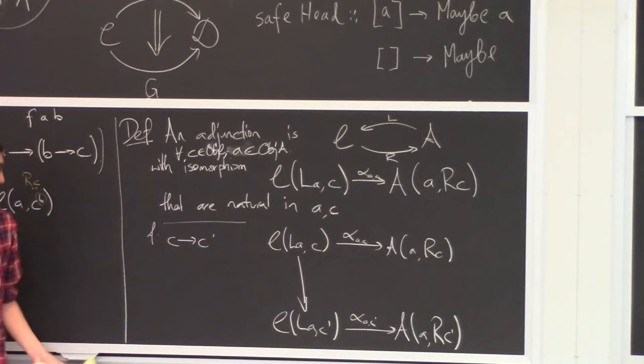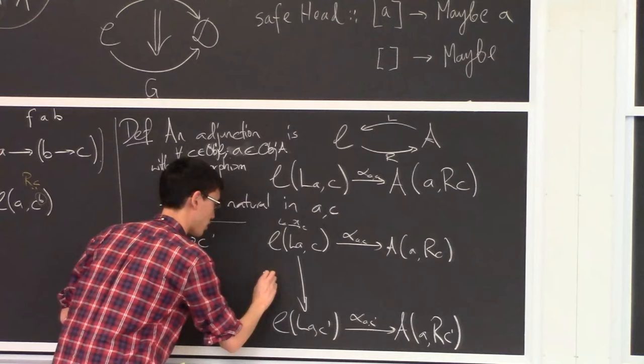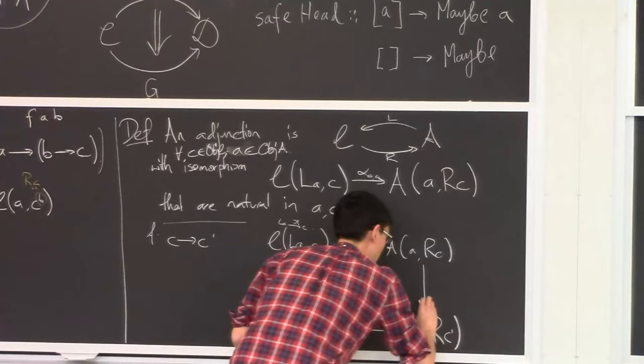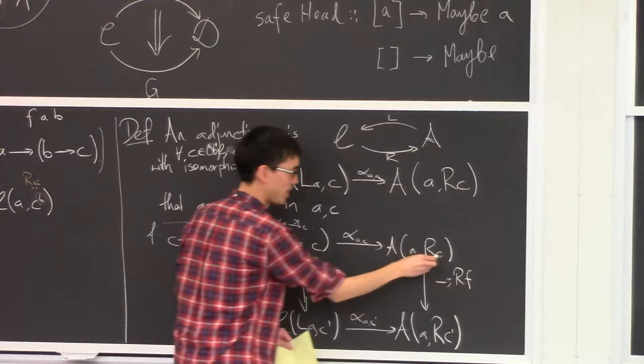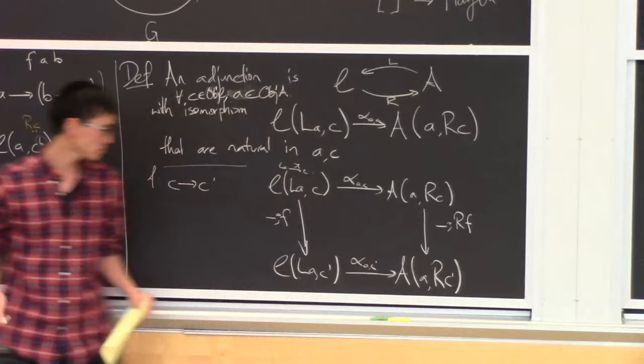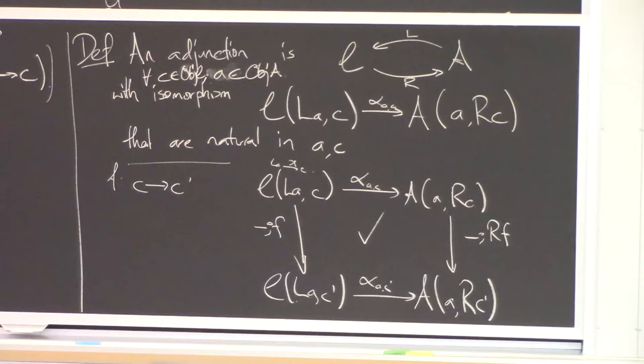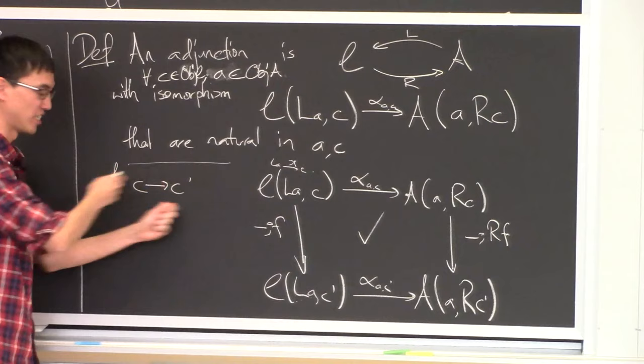And what is that map? Well, if I have X from LA to C, I can just compose X with f, and then I get a map down here from LA to C prime. And similarly, on this side, I can compose with R of f. So if I have a map from A to RC, I compose with Rf, and I get the map from A to RC prime. And so the naturality here says that this thing commutes. Okay. There's naturality in the other variable as well. You have a similar diagram. One caveat is that it's contravariant. So there's a strange direction swap. But I won't get into that at the moment.